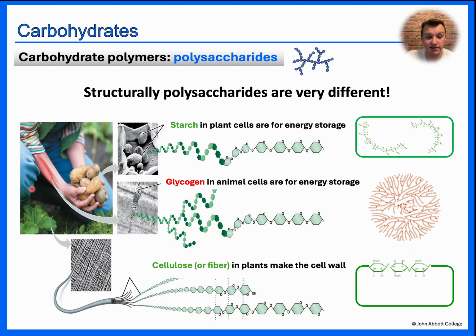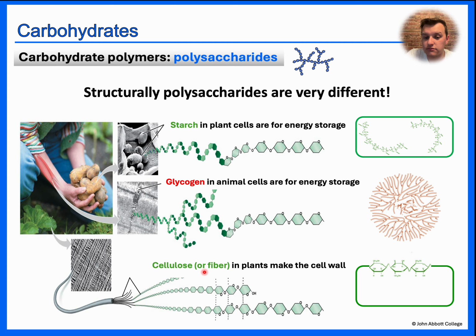Then in humans, here's the muscle from the farmer over here. In humans, you will see this glycogen. All these little hexagons linked together, and they actually branch out in this crazy snowflake type of thing. Glycogen in animal cells is for energy storage. We store it for our own energy use, and when we don't eat for a while, we break it down.